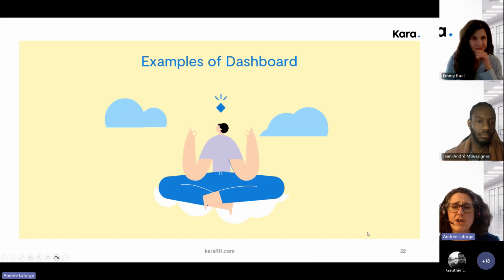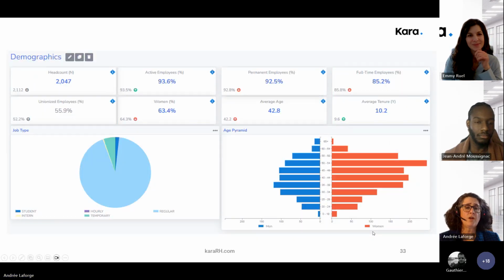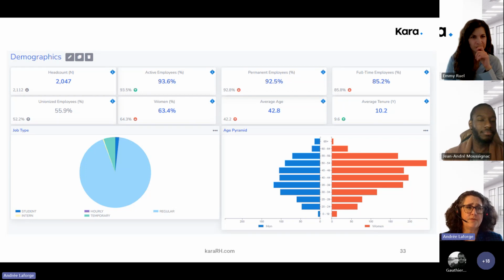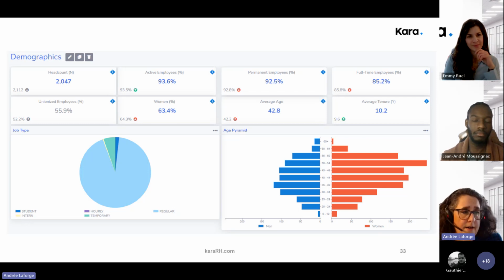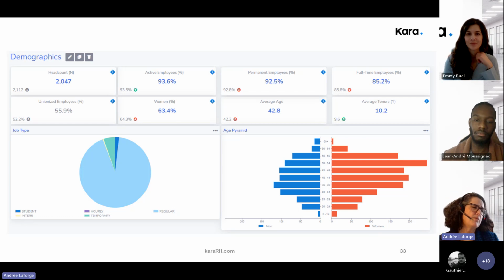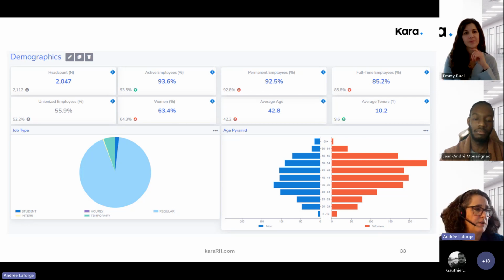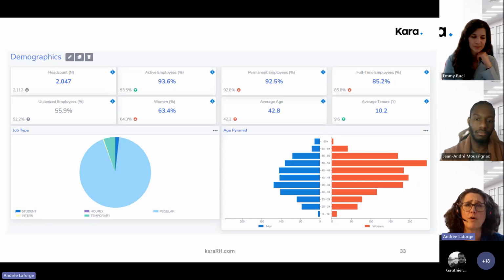So now let's look at some example of dashboard. Okay, those dashboard are built into our platform, Kara. So here is a dashboard that is not really strategic, but sometimes really important, and it doesn't have to be updated every month, okay? But maybe for the headcount. But other KPI won't move as much. So here I have the headcount, the percentage of active employee, the percentage of permanent employee, the percentage of full-time employee. So it gives you a portrait of your structure in the organization.